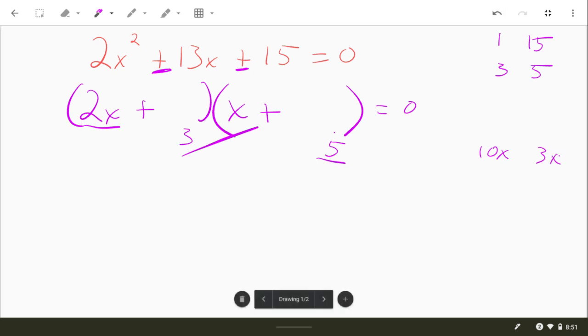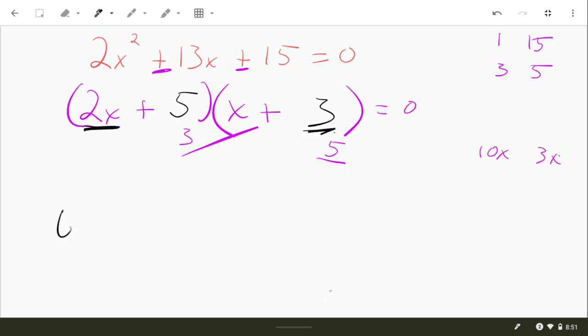For the sake of argument, let me show you the wrong one. Let's say I had put the 5 here and the 3 here. If we were multiplying this out, the 2x and the 3 would give us a 6x. And in the middle, we would get a 5x. That would add up to 11x and not 13x. All right? Let's go back and fill in the right numbers here.